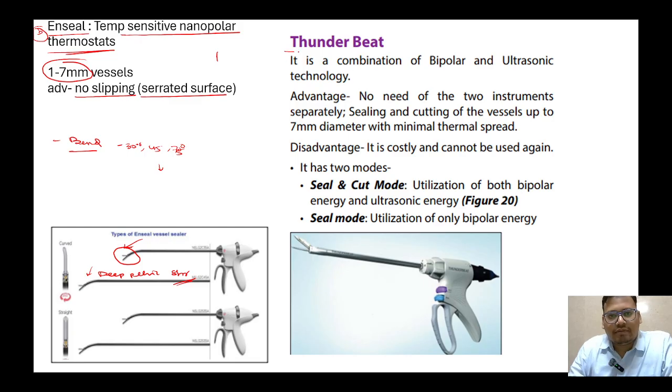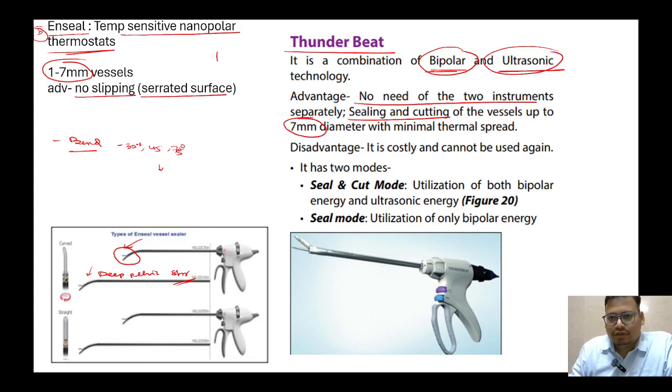Next is Thunderbit. Thunderbit is the combination of bipolar and ultrasonic technology. So both modes are there. Bipolar mode is there and ultrasonic mode is there. So we do not need two instruments. So sealing and cutting can be done up to 7 mm diameter with minimal thermal spread with only one instrument, Thunderbit. So I have told that harmonic scalpel is up to 7 mm and ligature is up to 5 mm and Thunderbit is up to 7 mm.